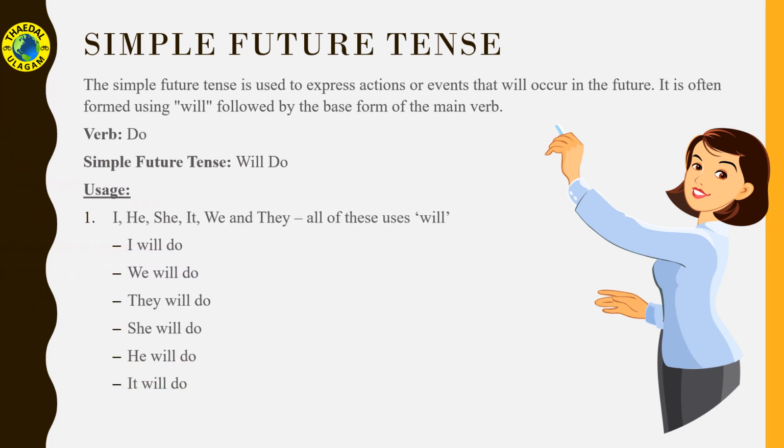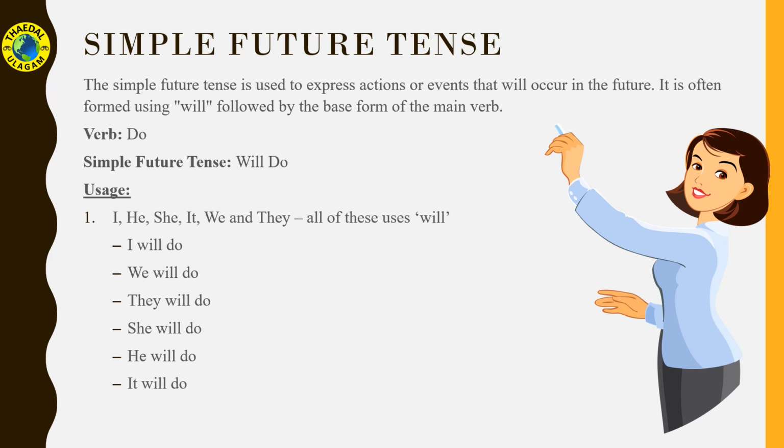Simple future tense. The simple future tense is used to express actions or events that will occur in the future. It is often formed using will followed by the base form of the main verb. Consider the verb do. The simple future tense of the verb is will do. Let's look at the usage.